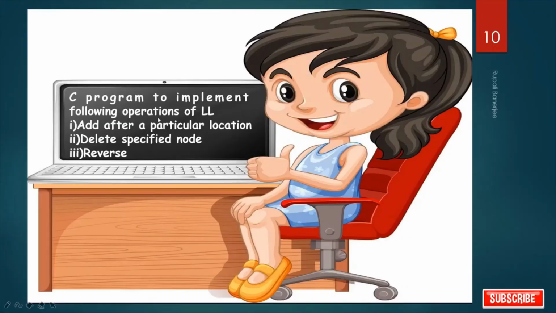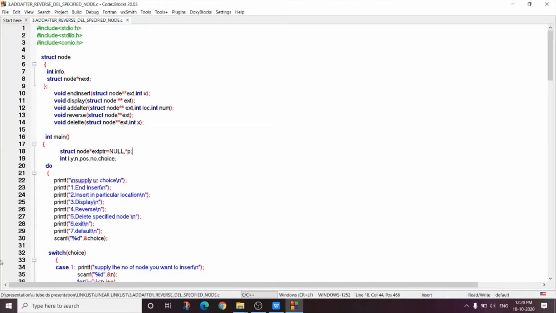Now, how to implement this function in C? First function is add after a particular location, if the location is given by the user. Then delete a specified node from the linked list if the info of that particular node is given by the user, and reverse the linked list. See the program. So this is our program.